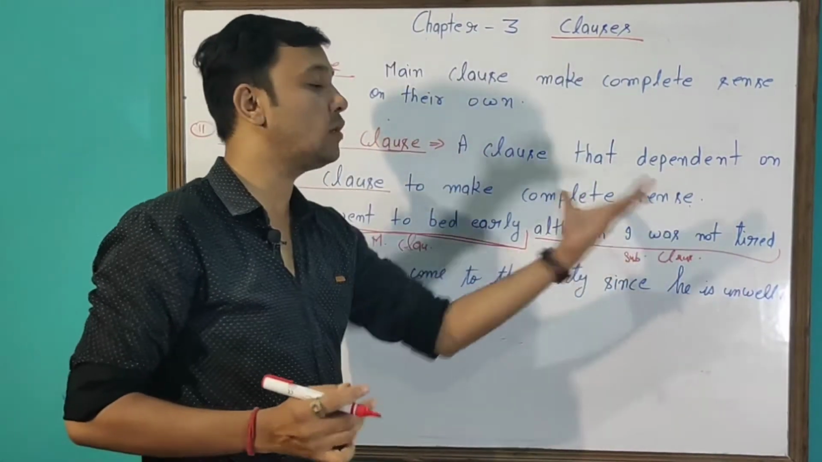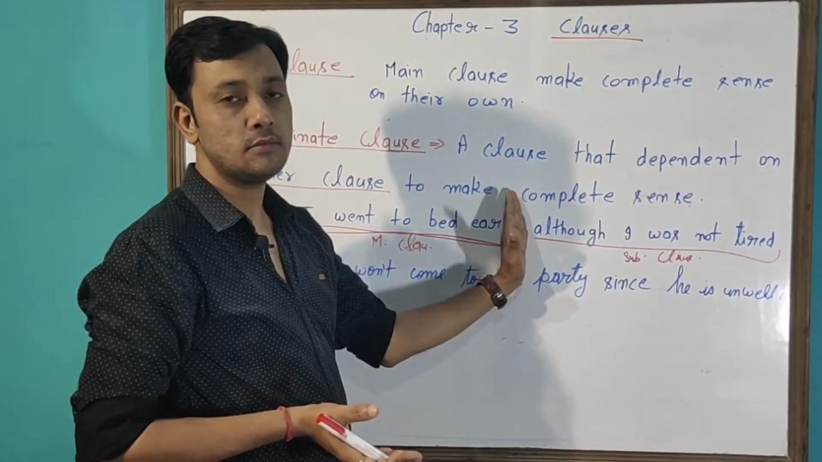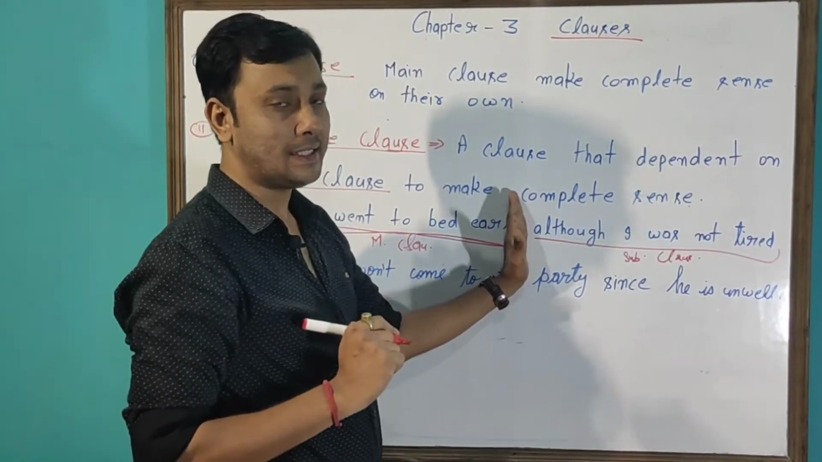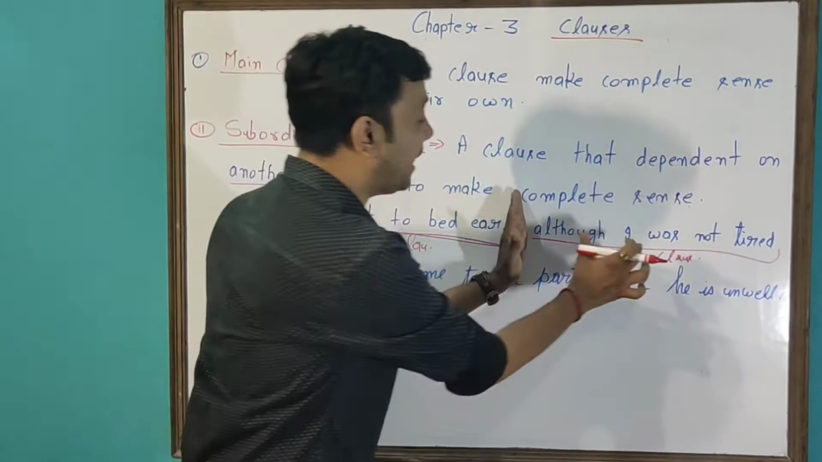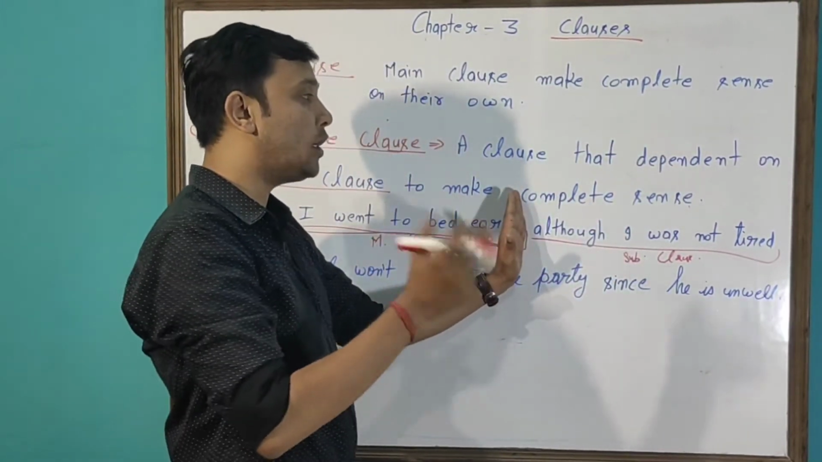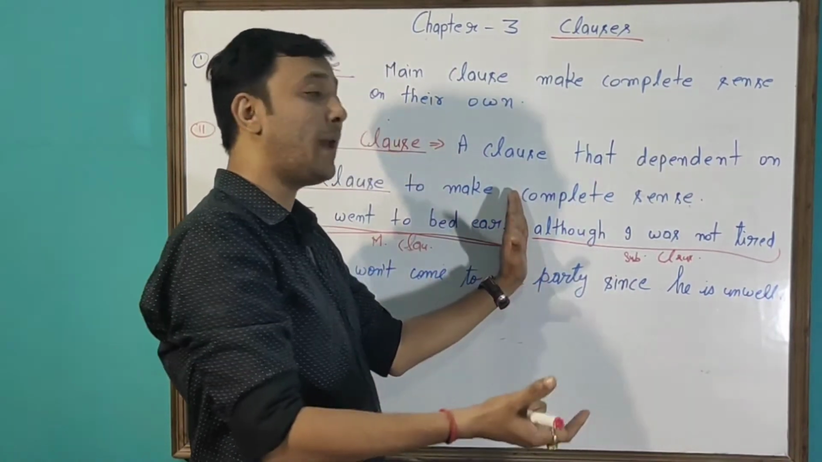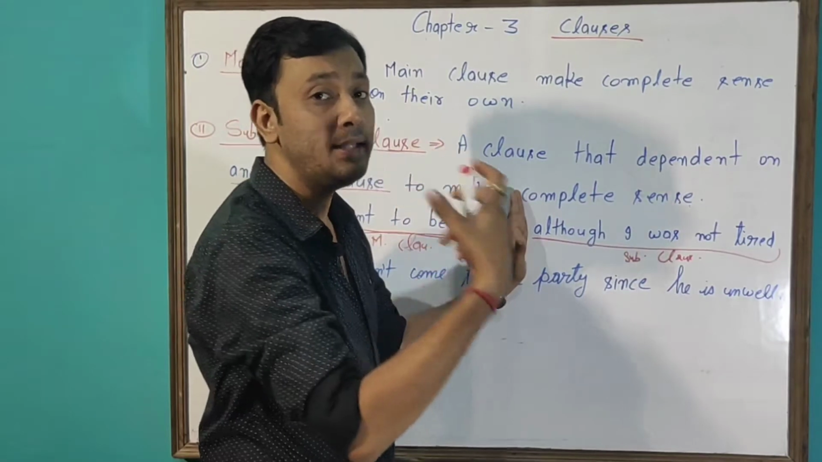Why is this part known as a subordinate clause? Because "although I was not tired" makes sense but not complete sense. Clear? That's why this part is known as a subordinate clause. A subordinate clause is also known as a dependent clause, because a subordinate clause depends on the main clause to complete its sense.